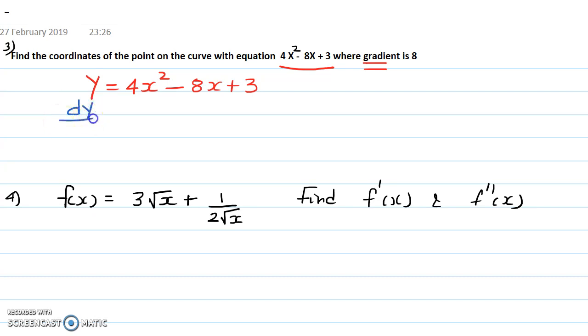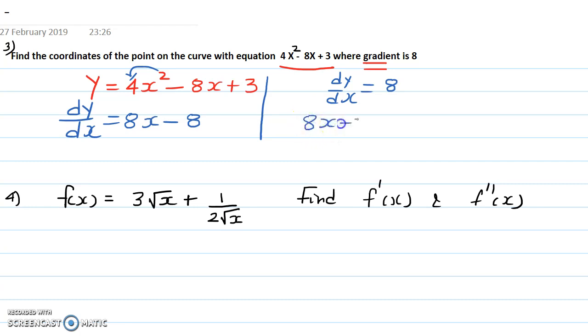Gradient is dy over dx, so 2 is coming forward here, so 2 times 4 is 8x minus 8, and differentiation of x is 1 and differentiation of 3 is 0. Now the gradient is given, not 3, sorry, it is 8. So let's equate 8x minus 8 equal to 8. If we add 8 both sides, we get 8x is equal to 16, and if we divide by 8 both sides, we get x is equal to 2.